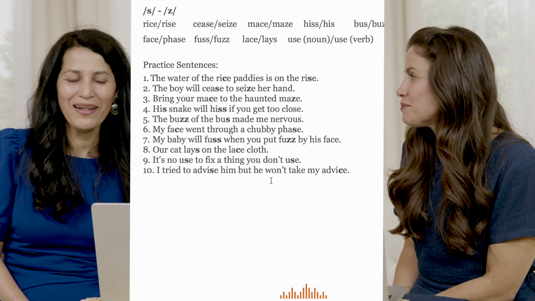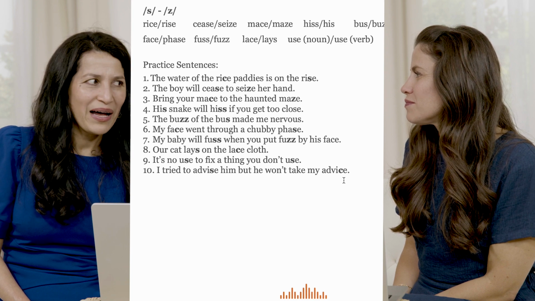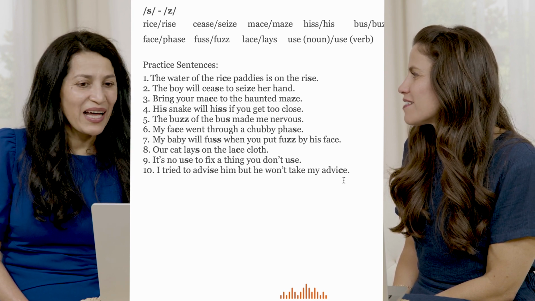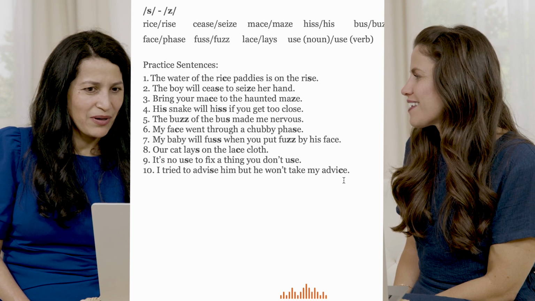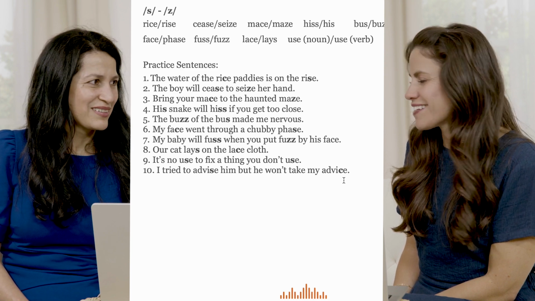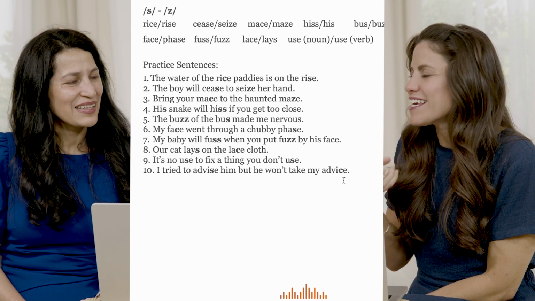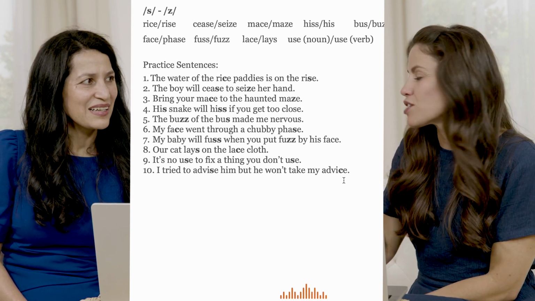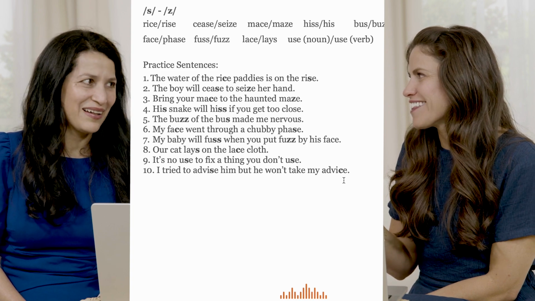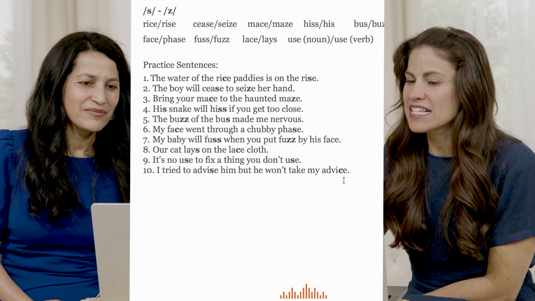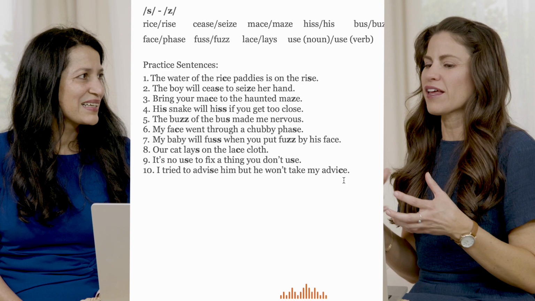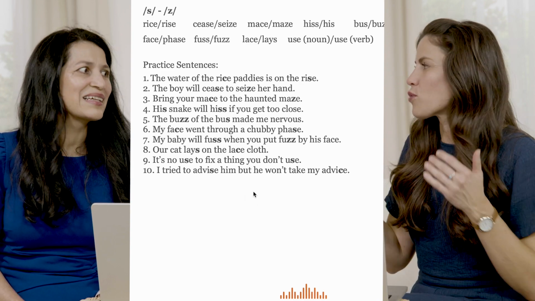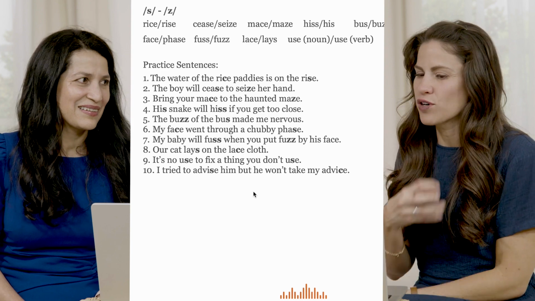I tried to advise him, but he won't take my advice. Oh, that's a good one. I tried to advise him. Advise him. But he won't take my advice. Good. Okay, so getting that Z sound is really going to be the tricky part because your voice wants to devoice everything at the end, right? So when we find an area that is really tricky, that's when we dive in and do a lot more repetition and get that voice on.